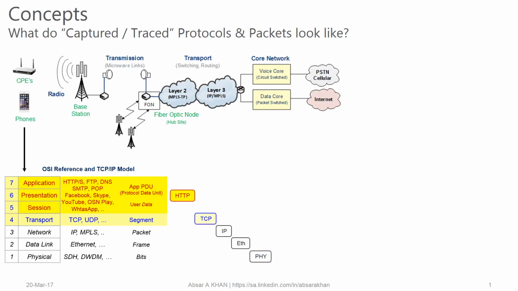However, fundamentally speaking, an HTTP packet gets encapsulated in a TCP segment, which then gets encapsulated into an IP packet, then into an Ethernet frame, gets converted into bits, and then gets transferred over the physical layer.